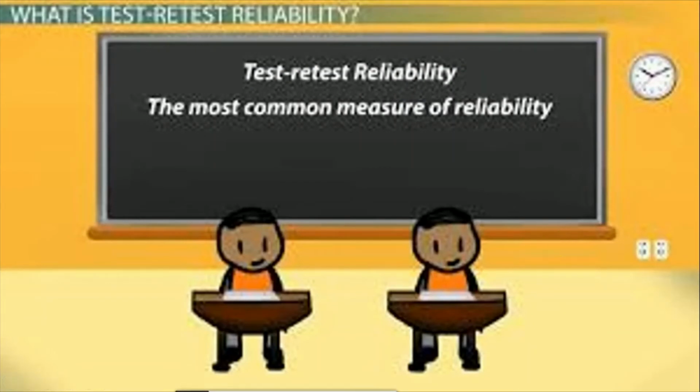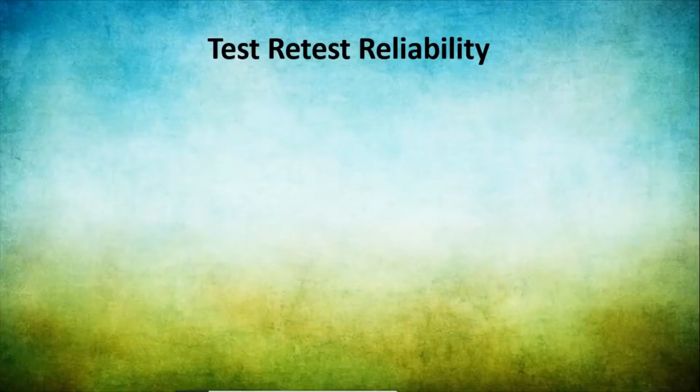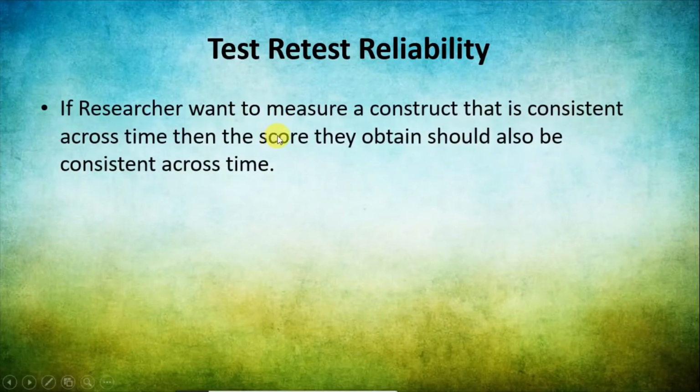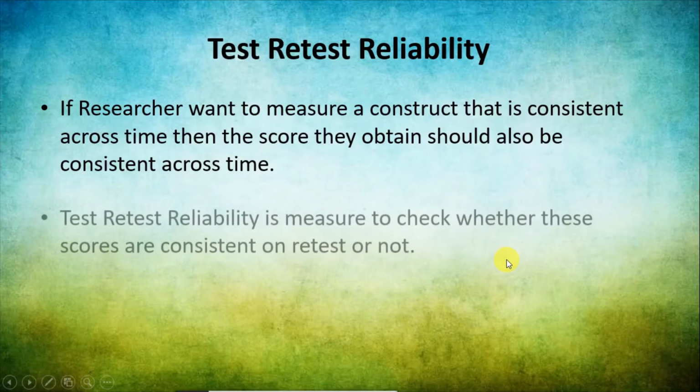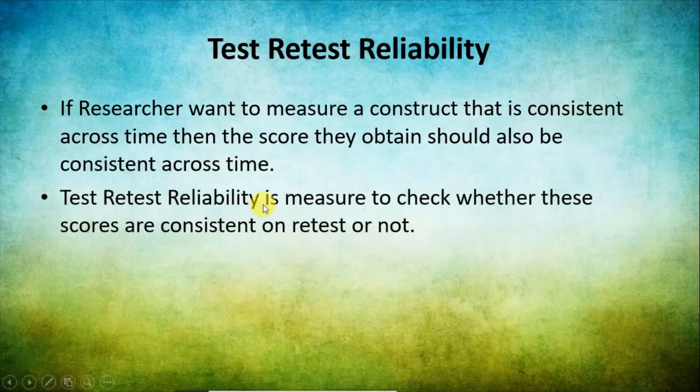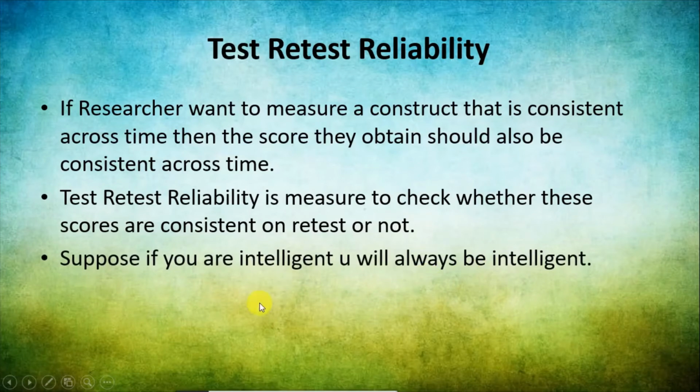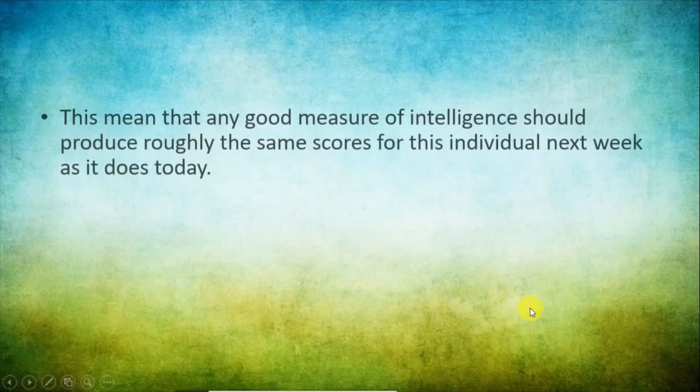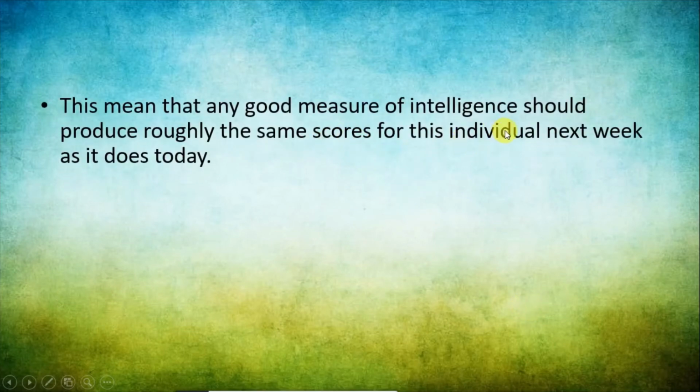Test-retest reliability is regarded as the most common measure of reliability. If the researcher wants to measure a construct that is consistent across time, then the score they obtain should also be consistent across time. Test-retest reliability is measured to check whether these scores are consistent on retest or not. Suppose you are intelligent, you will always be intelligent. This means that any good measure of intelligence should produce roughly the same scores for this individual next week as it does today.